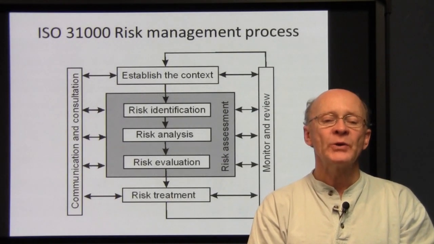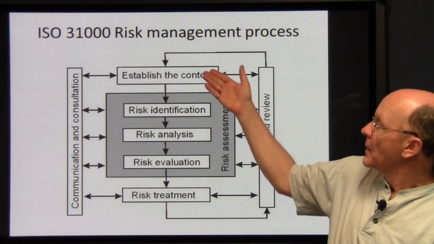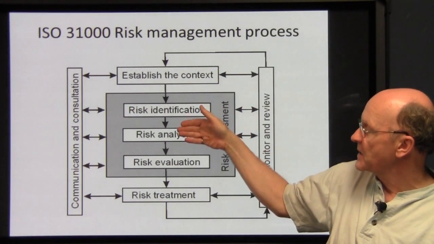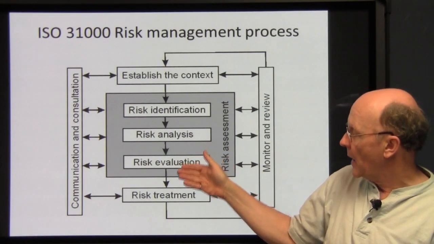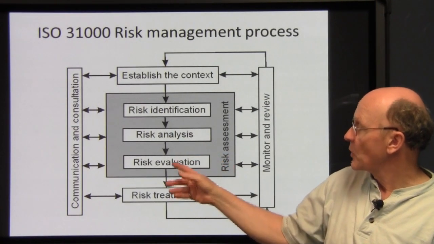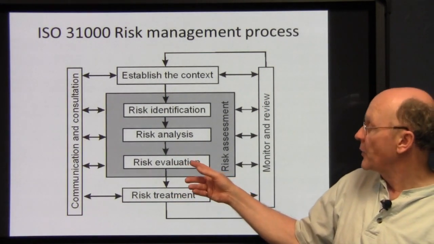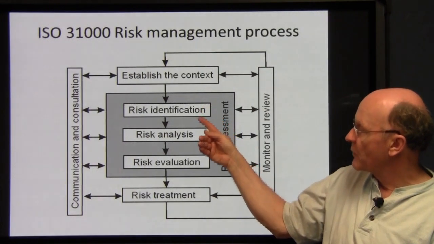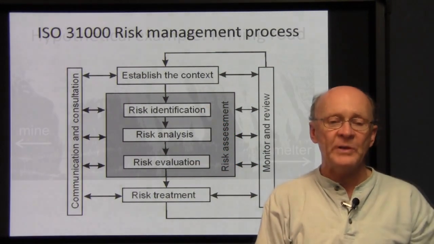So here's the ISO 31000 risk management process. First, you establish the context. You identify the risks, analyze the risks, evaluate them against some external level, and then you can continue to treat the risks, or if the evaluation suggests the risks are not in the right range, you can cycle back through, make changes, re-identify the risks, analyze again, until finally you come up with your risk treatment.